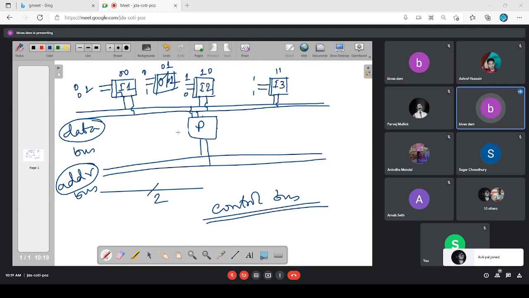Now this processor will load a particular address, say 10. In that case, which input device is getting activated?